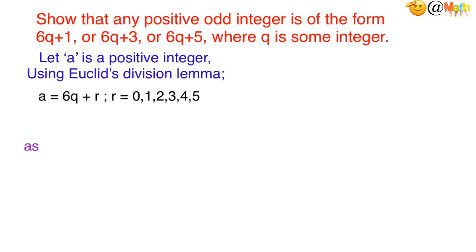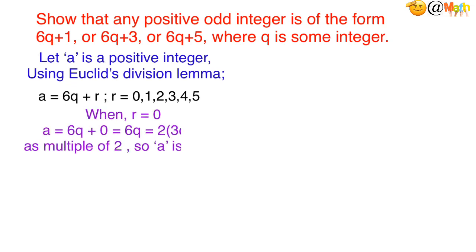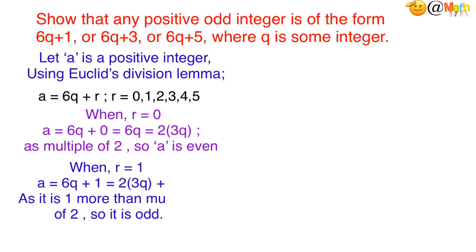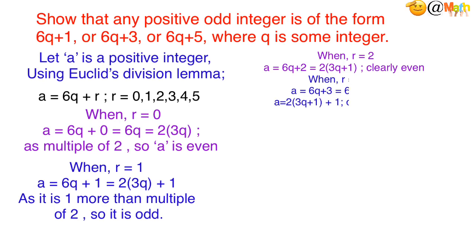When r is equal to 0, a is equal to 6q, which is a multiple of 2, so it is even. When r is equal to 1, a is equal to 6q plus 1, which is a multiple of 2 plus 1, so it is odd. When r is equal to 2, a is equal to 6q plus 2, it is a multiple of 2, clearly even. When r is equal to 3, a is equal to 6q plus 3, it is a multiple of 2 plus 1, clearly it is odd.